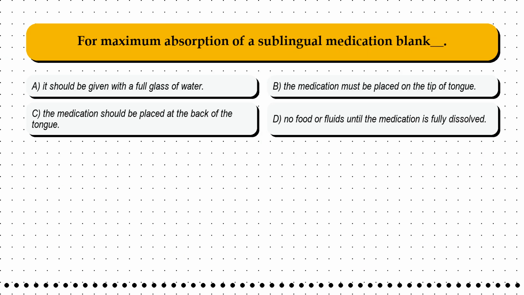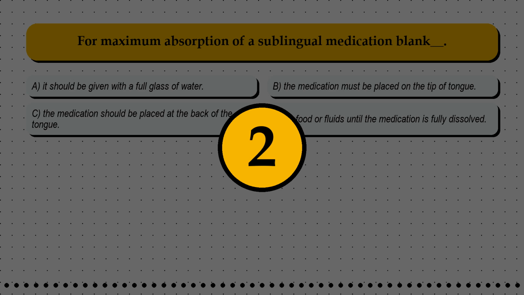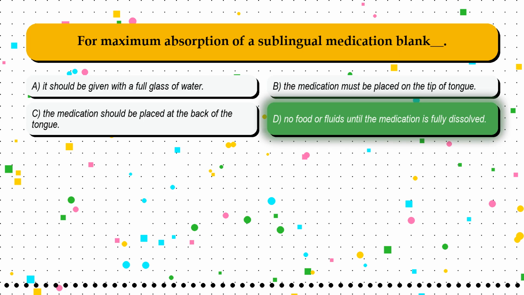Question 78. For maximum absorption of a sublingual medication blank. Option A, it should be given with a full glass of water. Option B, the medication must be placed on the tip of the tongue. Option C, the medication should be placed at the back of the tongue. Option D, no food or fluids until the medication is fully dissolved. The correct answer is option D, no food or fluids until the medication is fully dissolved.